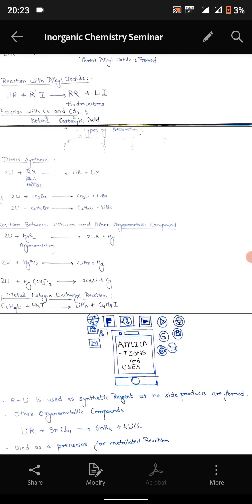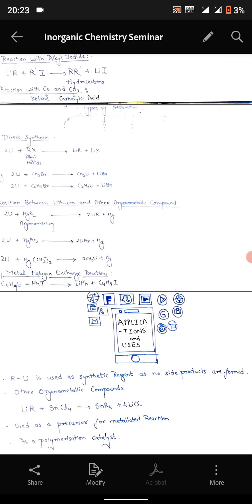Types of preparation. Direct synthesis. 2Li plus RX, which is an alkyl halide, gives LiR plus LiX. Example, 2Li plus CH3Br gives CH3Li plus LiBr. 2Li plus C2H5Br gives C2H5Li plus LiBr.